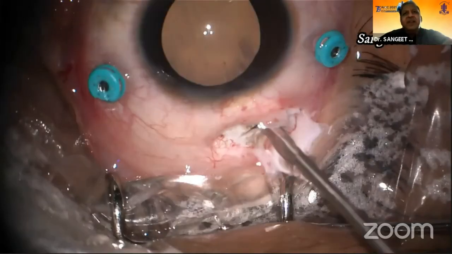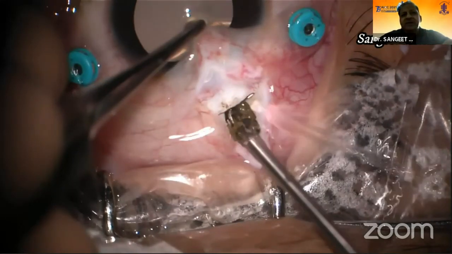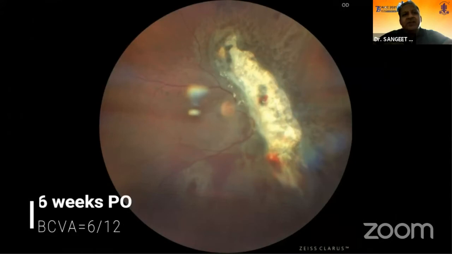It was lifted using active suction, was passed on to the foreign body claw forceps, and was removed through this additional sclerotomy that we had to make. After that, the patient underwent silicone oil injection, endolaser 360 degrees, and silicone oil injection. And this is 6 weeks post-op. The patient's vision is 6/12.